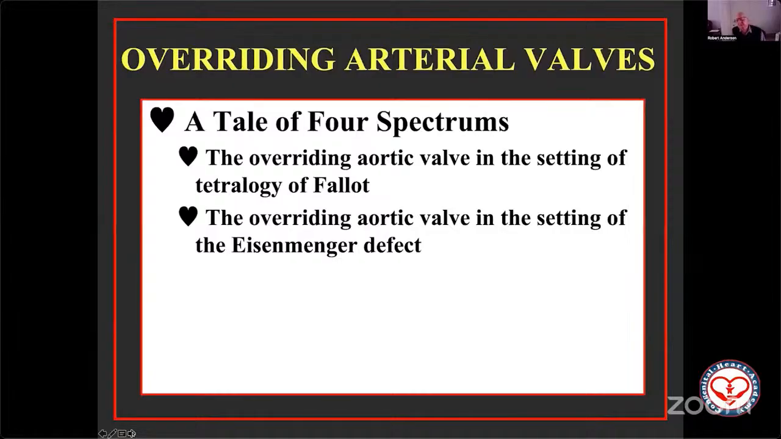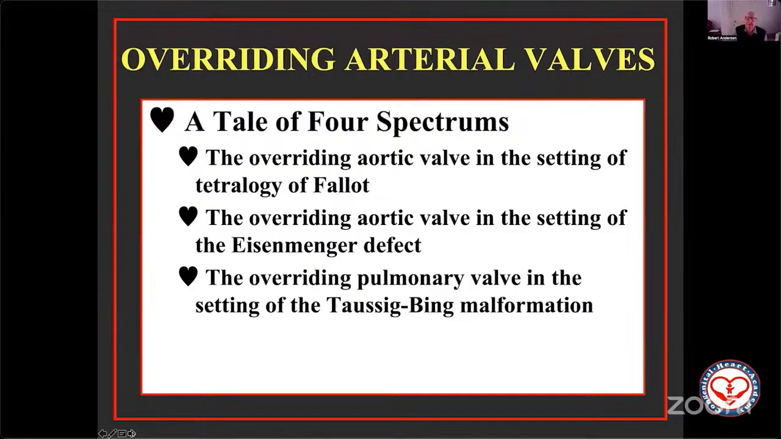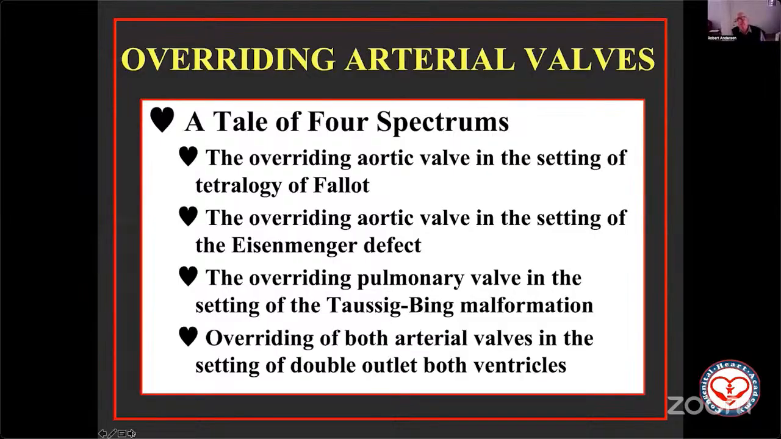We'll then move on and discuss the situation when the aortic valve overrides without there being any pulmonary stenosis. That is what we call the Eisenmenger defect. Then we're going to change our attention and look at the overriding pulmonary valve. We can call that spectrum the Taussig-Bing malformation. Then we're going to finish up when both arterial valves are overriding, and nowadays, increasingly, that arrangement is called double outlet, both ventricles.